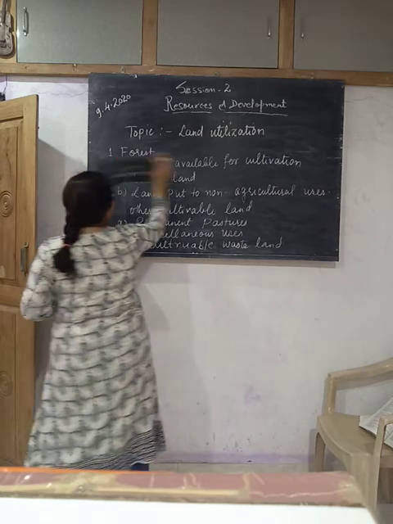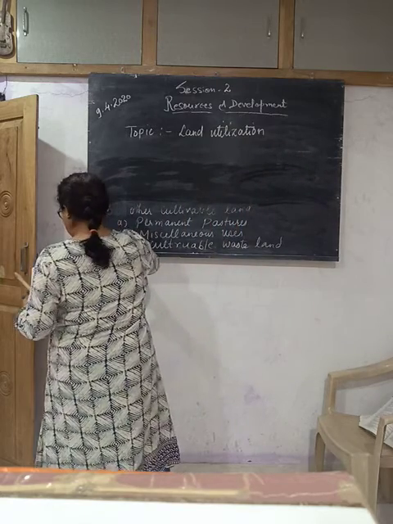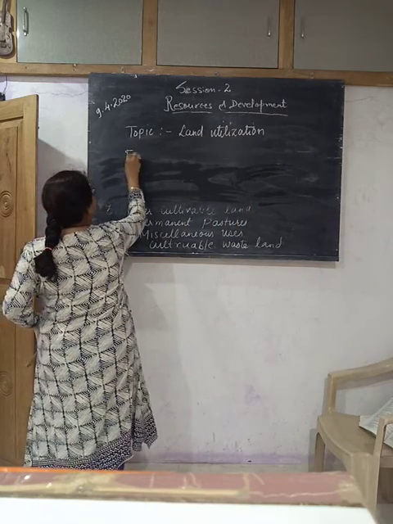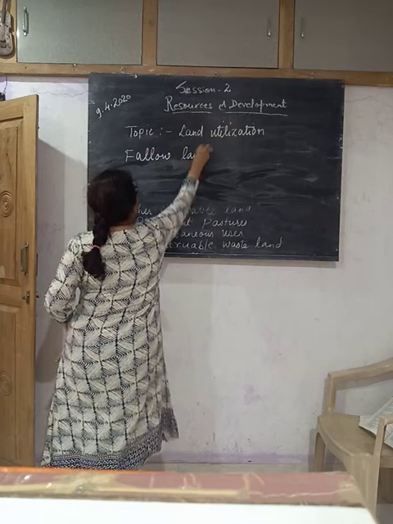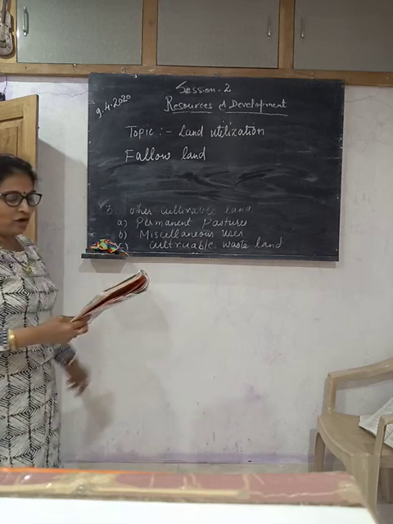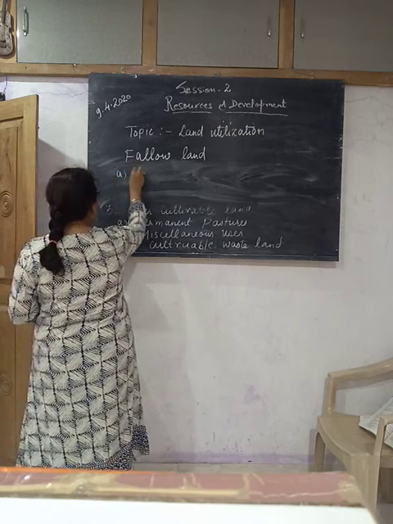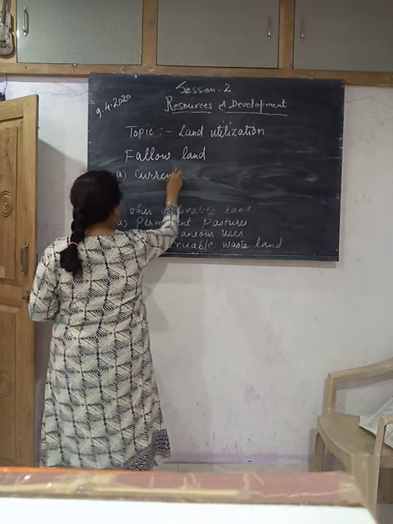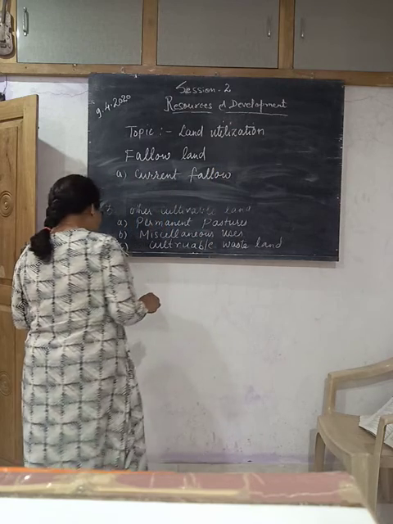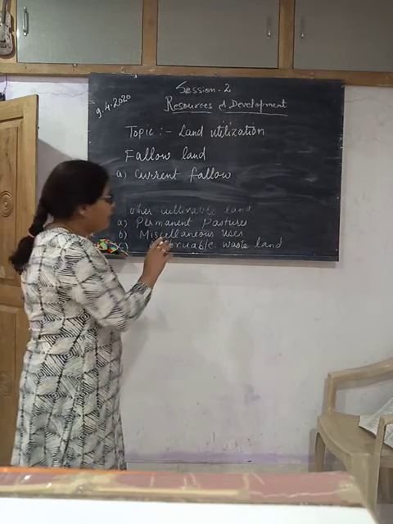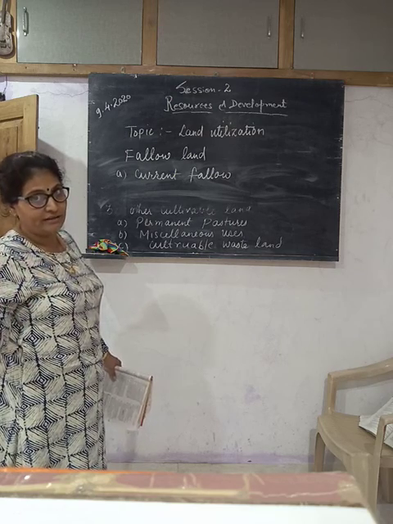Now next in this is fallow land. When we talk about fallow land, it includes current fallow. So current fallow means land which is left without cultivation for 1 or more than 1 year.